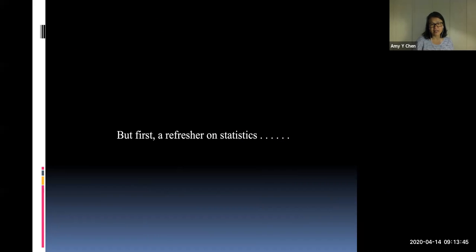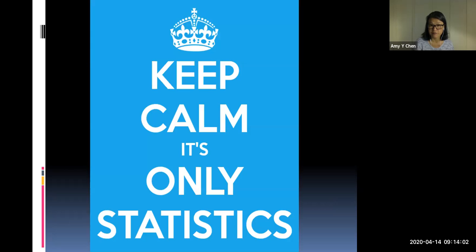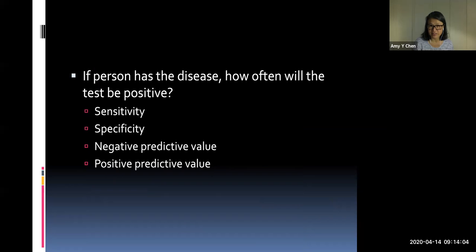But first, I think it's important to know what the statistics methodology is for these molecular testing, because without knowing the statistics, it is very difficult and you can actually mislead yourself and your patient in these results. So keep calm, it's only statistics. So, if the person has the disease, how often will the test be positive?